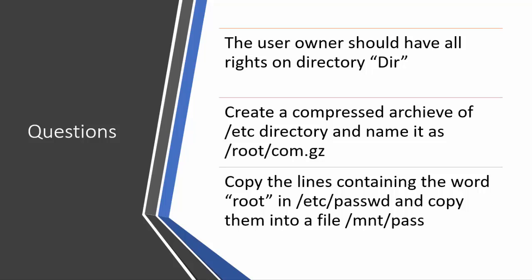Now last, copy the lines containing the word root in the etc passwd file. So you need to search for all those lines. For this you need to refer to the grep command. Simply write grep, double quotes, root, then the file name etc passwd, and copy them into a file mnt pass. First check whether this pass file is there in mnt or not. If not, first create it. Then you use redirection. You search for the lines containing root using the grep command and then redirect it into the mnt pass file.